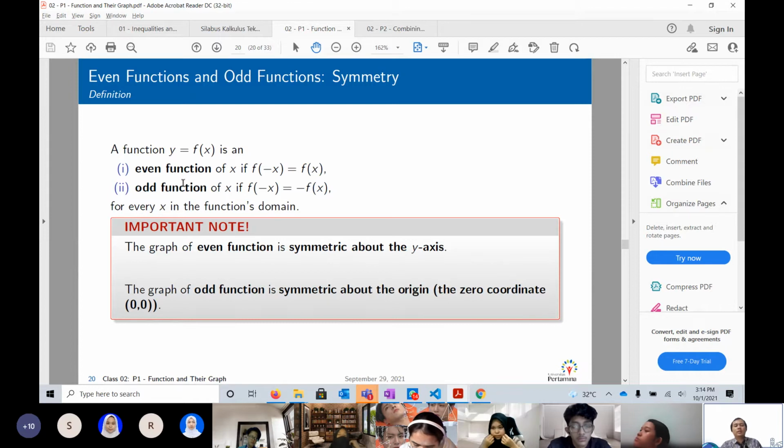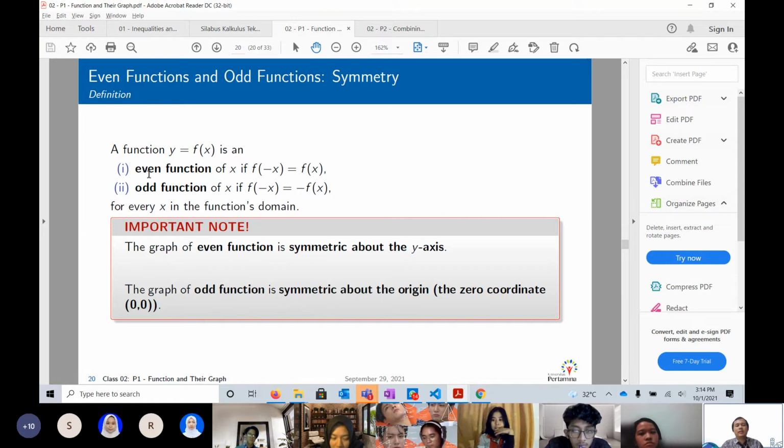Definition number 1. For an odd function, we have the next one. It is important to know that it should be satisfied for every x in the function domain.